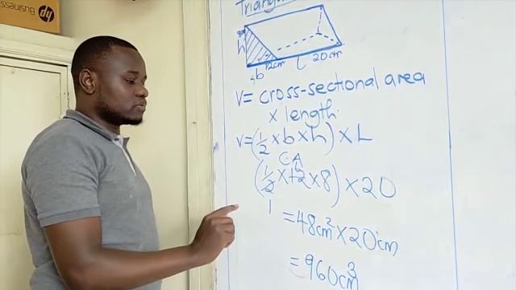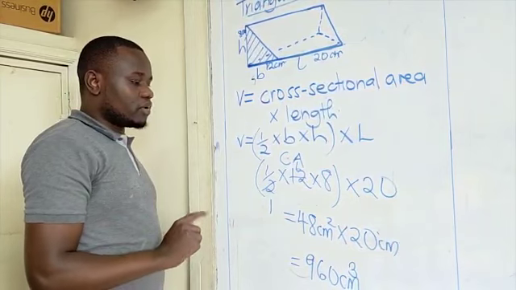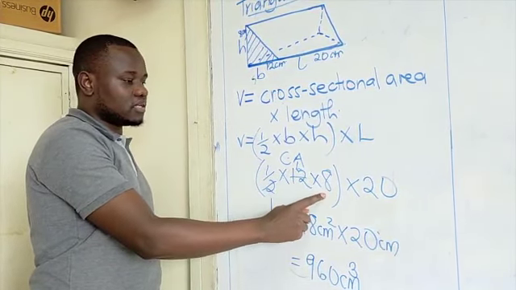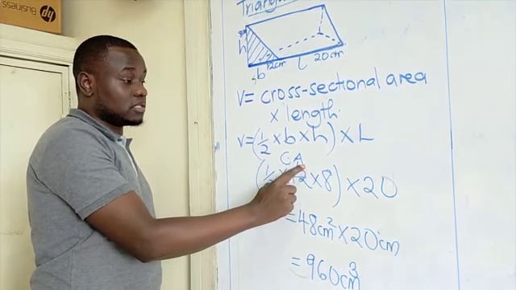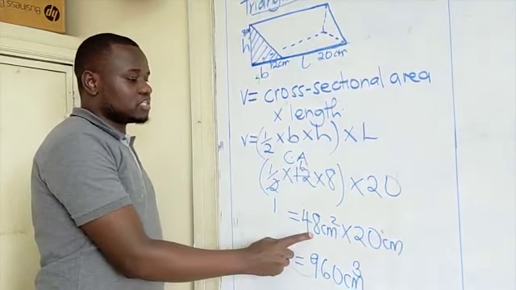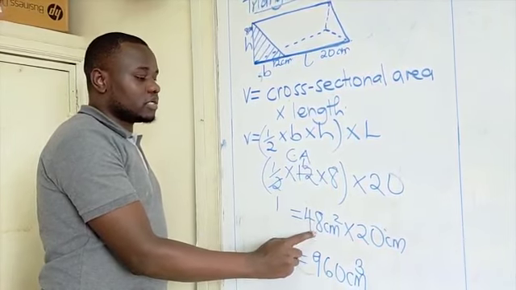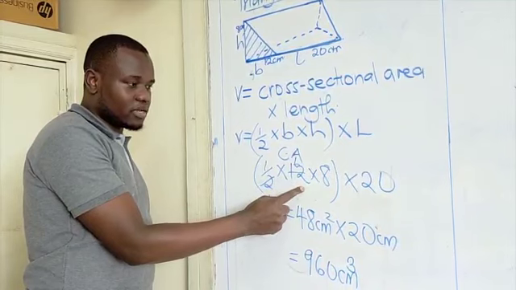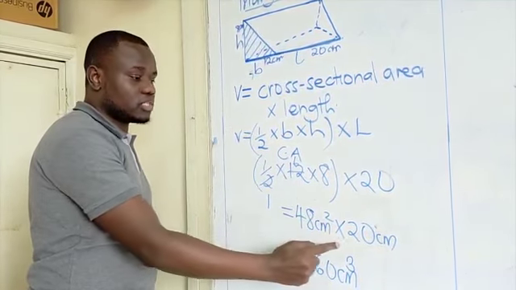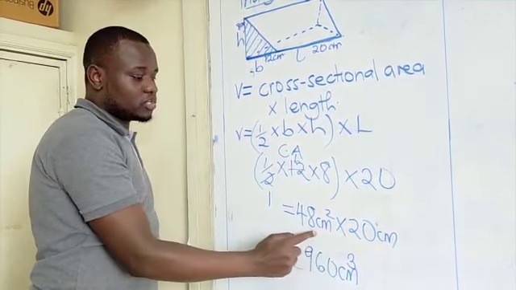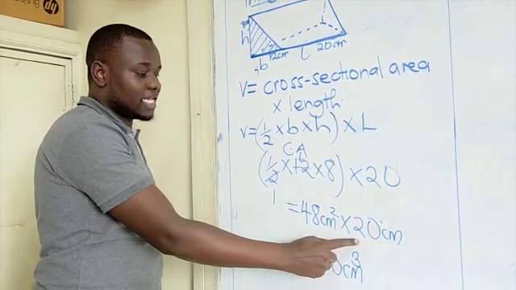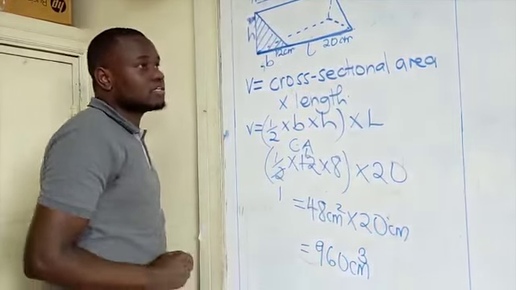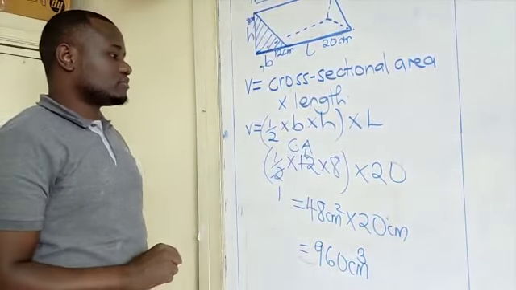So we solve our question. We say a half multiplied by the base, which is 12, times the height, which is 8. When you multiply, 1 times 6 is 6, 6 times 8 is 48. Cross-sectional area will give us 48 centimeters squared. Remember, this was the area of the triangle. Then you multiply by the length, which is 20 centimeters. When you multiply 48 times 2, it will give us 96. Remember to add the 0, so it will become 960 centimeters cubic.